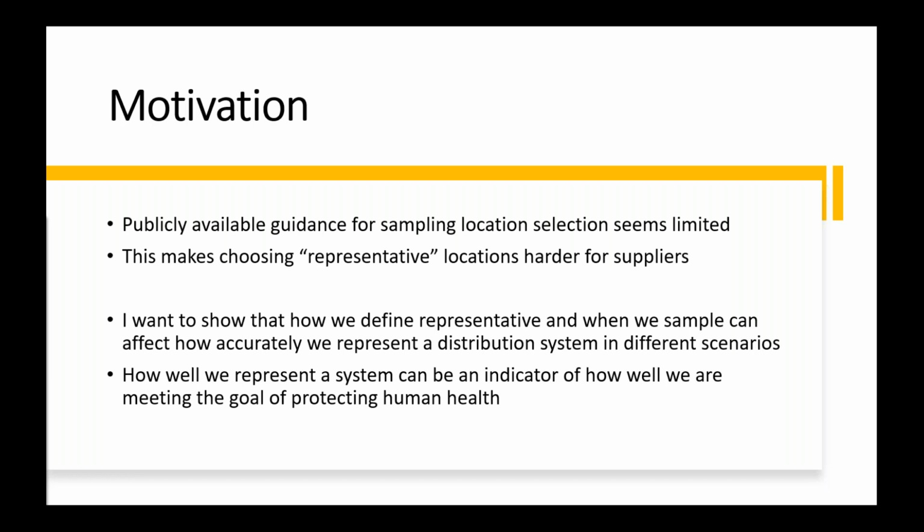I want to show that how we define representative and when we sample can affect how accurately we're able to represent distribution systems in different scenarios, because how well we do this is an indicator of how well we're meeting the goal of protecting human health.